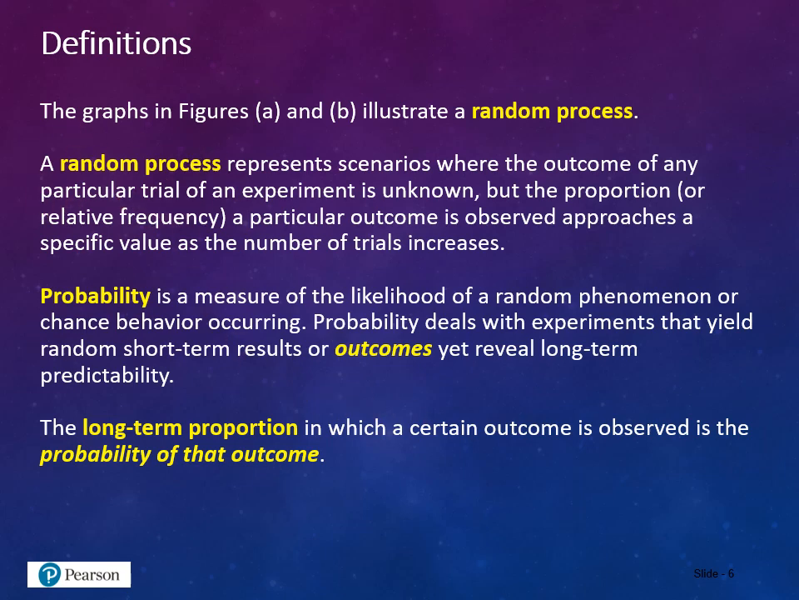A particular trial is each flip of the coin. The experiment is flipping a coin to see how many heads we get, or etc. Okay, so the long-term proportion, when we do a lot of the experiments, then that long-term proportion becomes the probability that that event will occur.